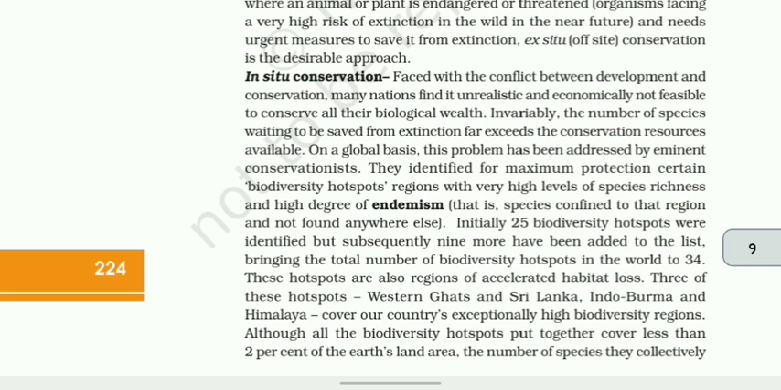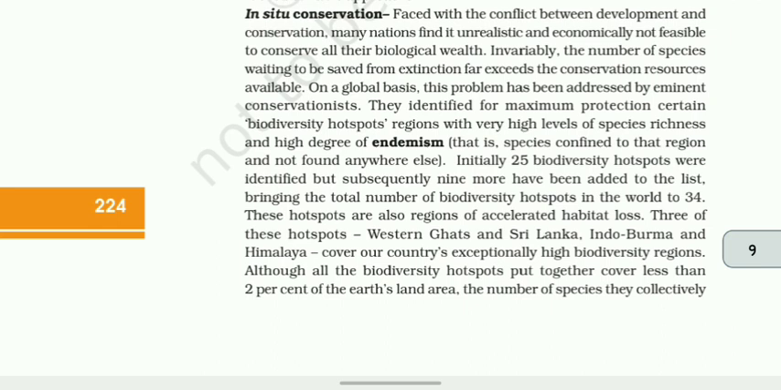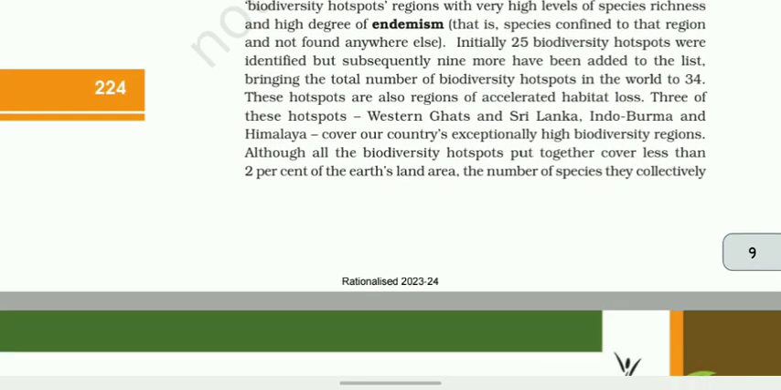In-situ conservation. Faced with the conflict between development and conservation, many nations find it unrealistic and economically not feasible to conserve all their biological wealth. Invariably, the number of species waiting to be saved from extinction far exceeds the conservation resources available. On a global basis, this problem has been addressed by eminent conservationists. They identified for maximum protection certain biodiversity hotspot regions with very high levels of species richness and a high degree of endemism, that is, species confined to that region and not found anywhere else.